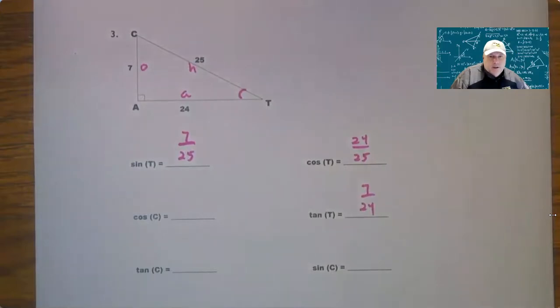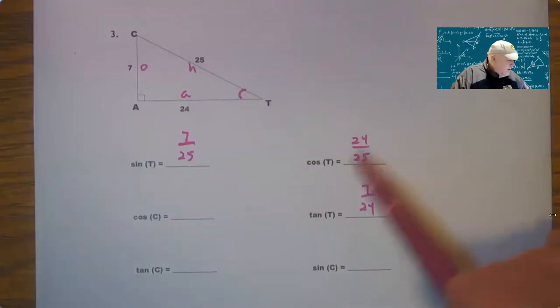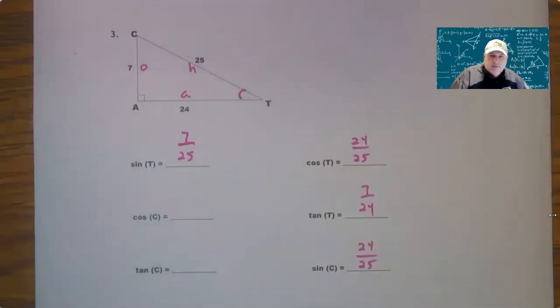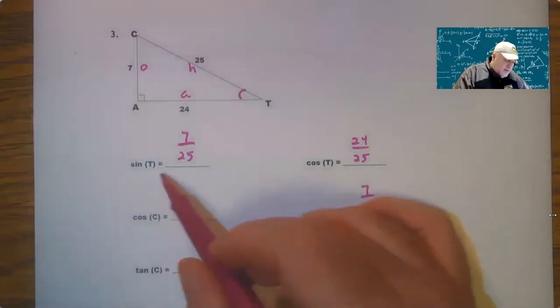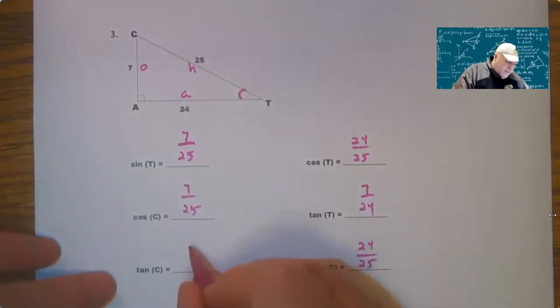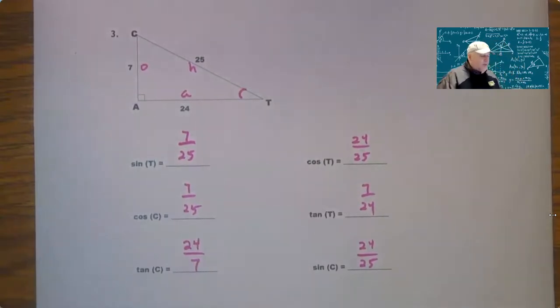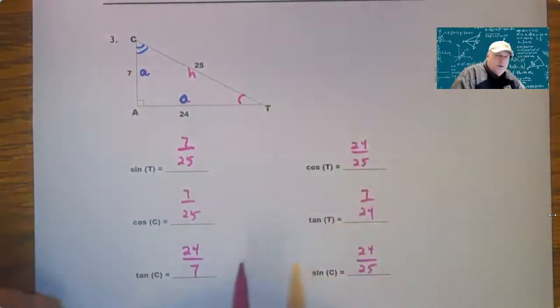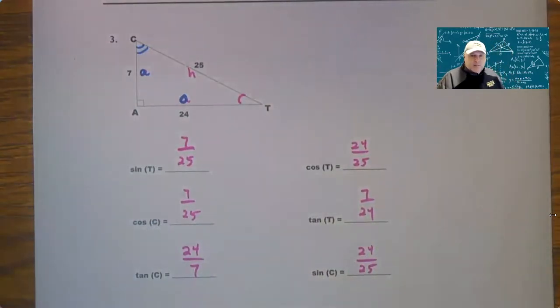Now let me show you a little trick here. The cosine of one of the acute angles is the sine of the other one. So the sine of C is 24/25. Now you can reset it and check it out. So the cosine of C is the sine of T, 7/25. And then the tangents flip around like so. But if you need to, just go ahead and redo this, flip the A and the O around, and then you will see how all that comes about.